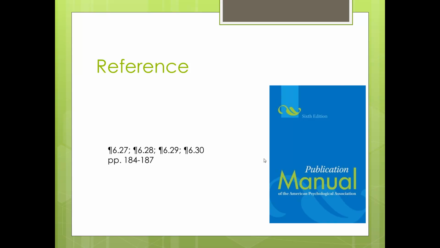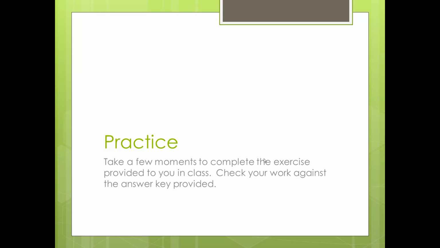For your reference, all of these guidelines are covered in the APA Style Guide, 6th edition, paragraphs 6.27, 6.28, 6.29, and 6.30, pages 184 through 187. Now a brief exercise will be distributed to check your understanding of the use of citation of reference components.